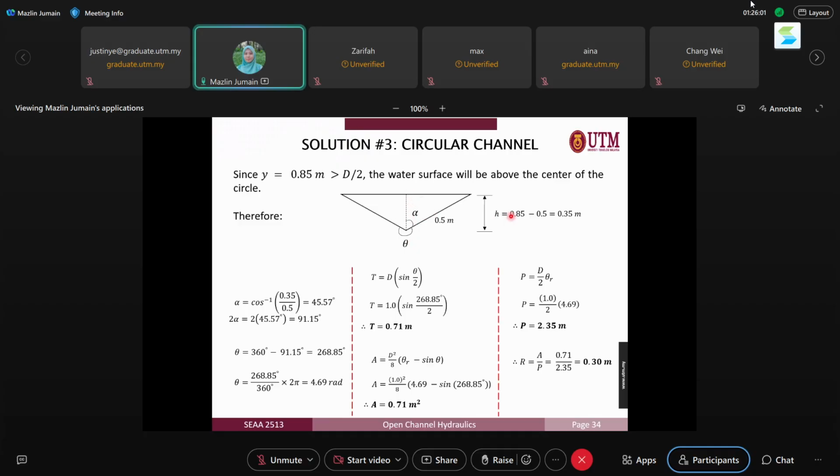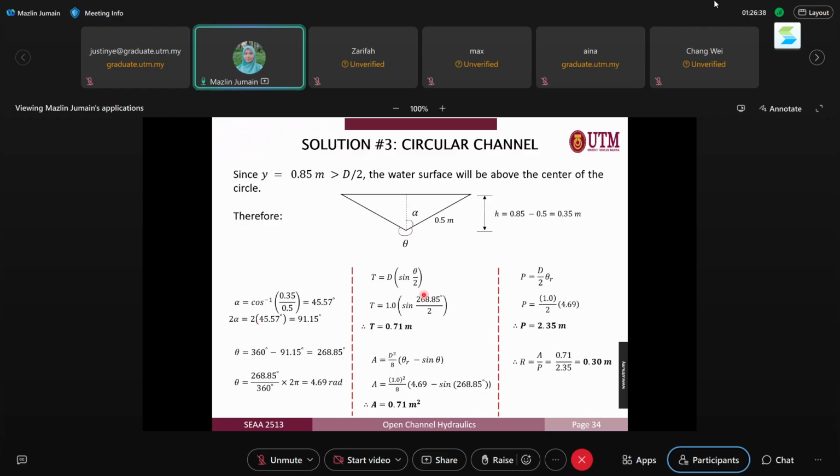Okay. So H equal to the flow depth Y minus D over 2 yang kat sini. So D equal to 1 divided by 2 equal to 0.5. So you will get 0.35 lah dekat sini to represent H dekat atas ni. Okay. And then next you need to calculate the alpha. Okay. So this one is the theta and then alpha is the degree dekat sini lah, separuh daripada yang.